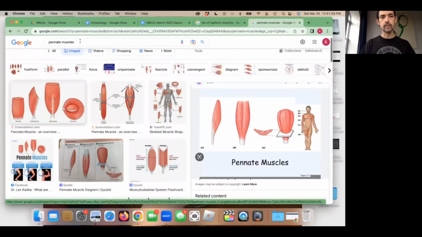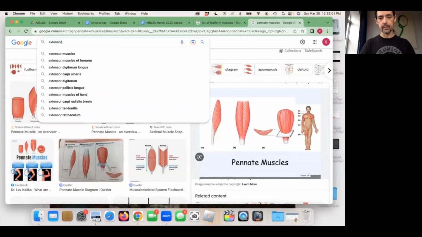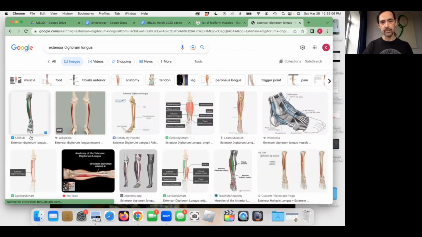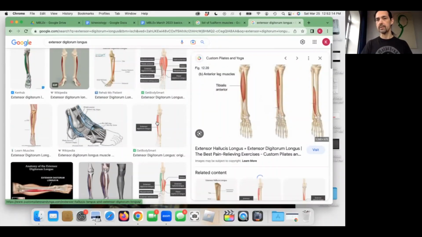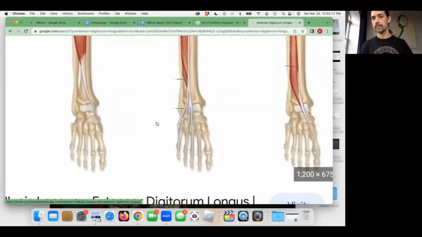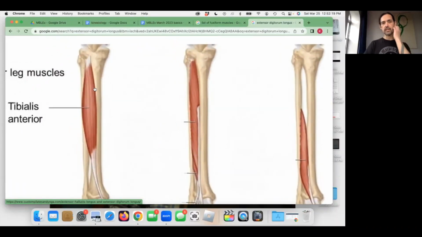Okay, I was trying to avoid doing that, but it looks like I'm not going to be able to. So extensor digitorum longus. Okay, here they are side by side. So here's the tibialis anterior muscle. I hope you guys can see the fibers. Here's the tibialis anterior. It goes like this. This is the extensor digitorum longus. This is also the peroneal muscle. And the fibers are going this way. They're going in a slight diagonal. And you guys see how I'm moving the cursor diagonal?